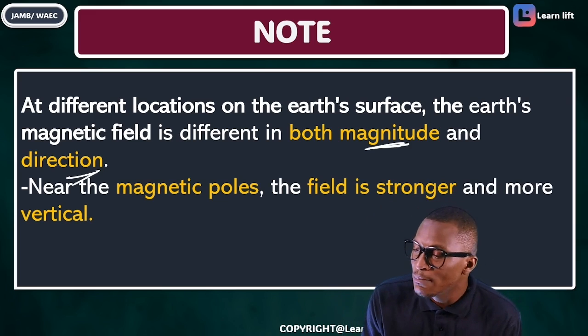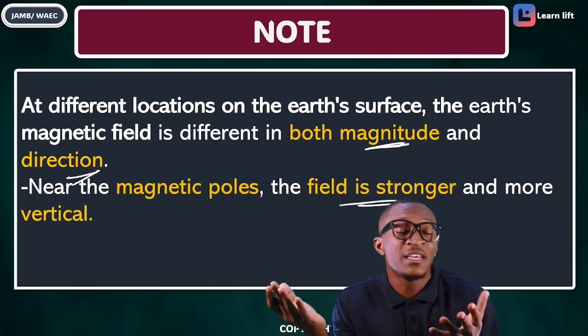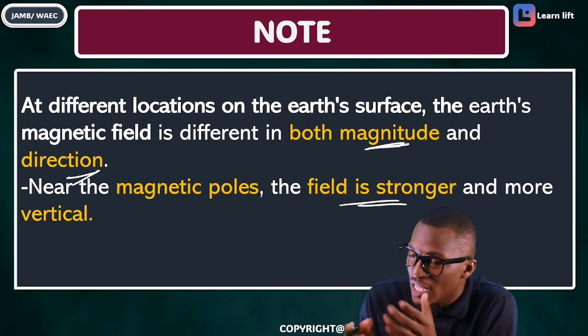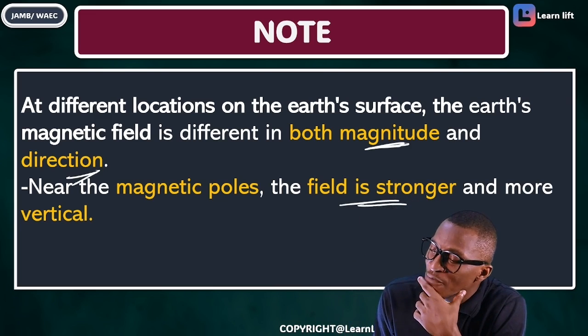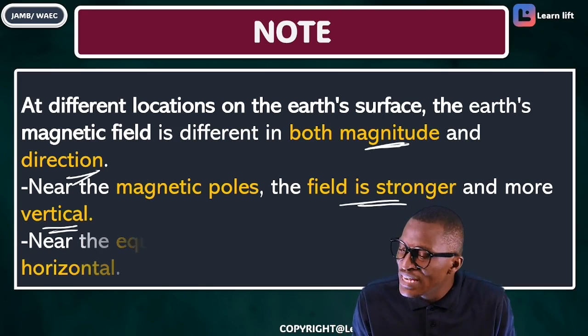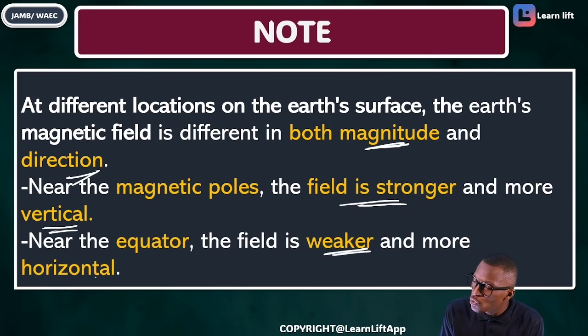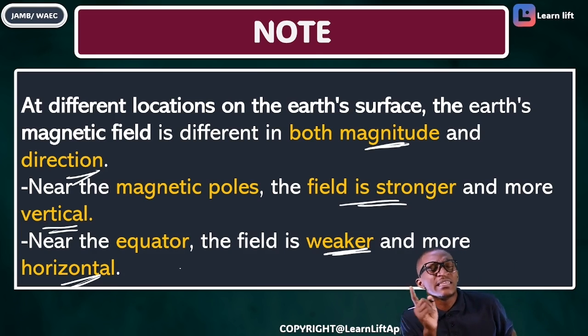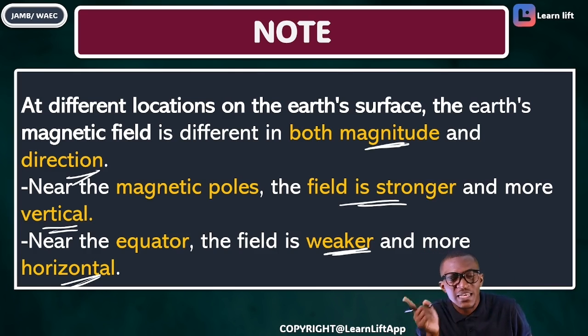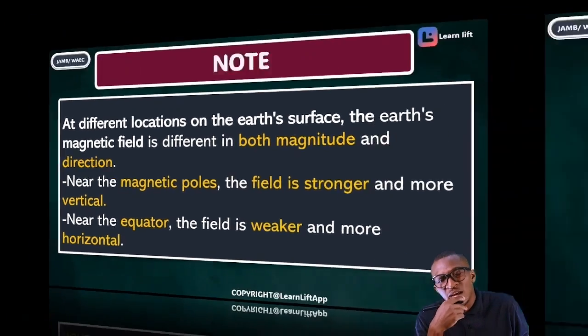Why? Because near the magnetic pole, the field is stronger. We already explained that the field is stronger at the pole and weaker at the center. So near the magnetic pole, the field is stronger and vertical, while near the equator, the field is weaker and horizontal. So vertical tells us direction, and stronger tells us magnitude. We said it varies both in magnitude and direction. Taking the Earth's surface, the Earth's magnetic field varies both in direction and magnitude.